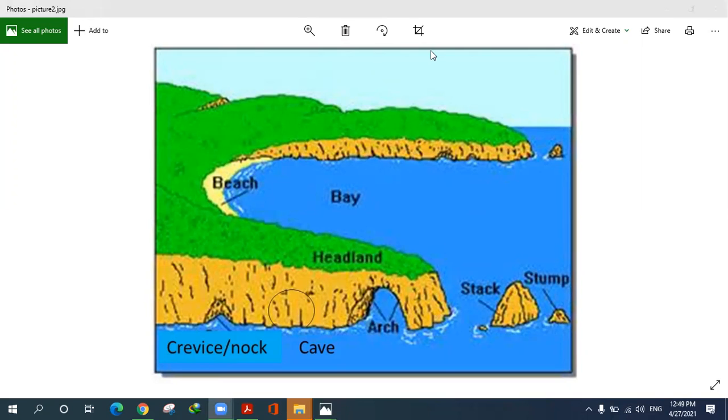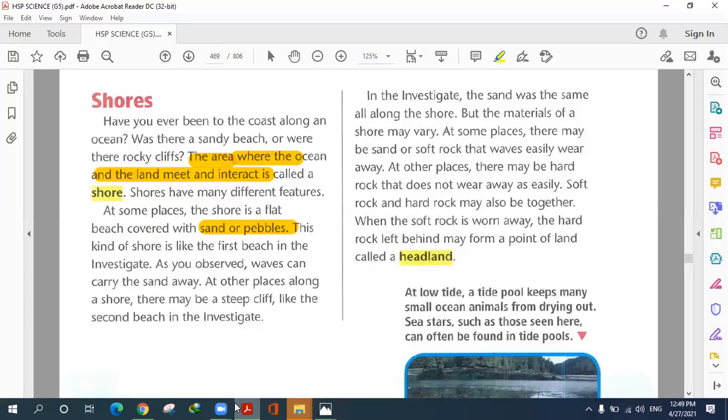So if I went back to what do we mean by headlands, I would say it's when the soft rock is worn away, worn is broken down, it's the same word. The hard rock is left behind, and that will form a point of land, which we call the headland.